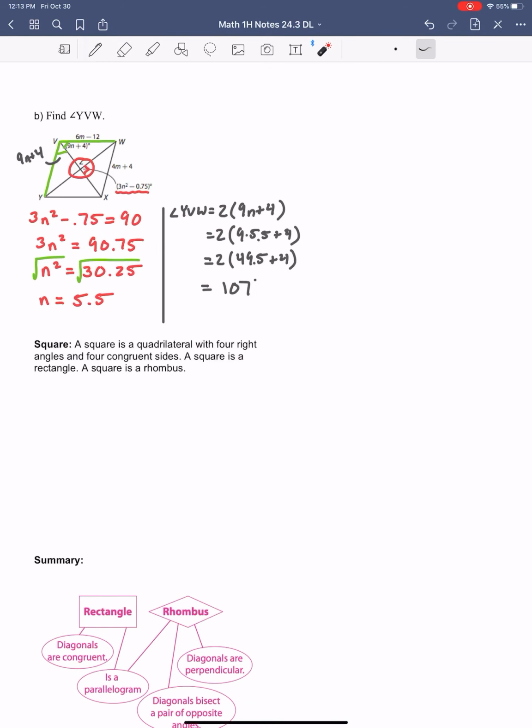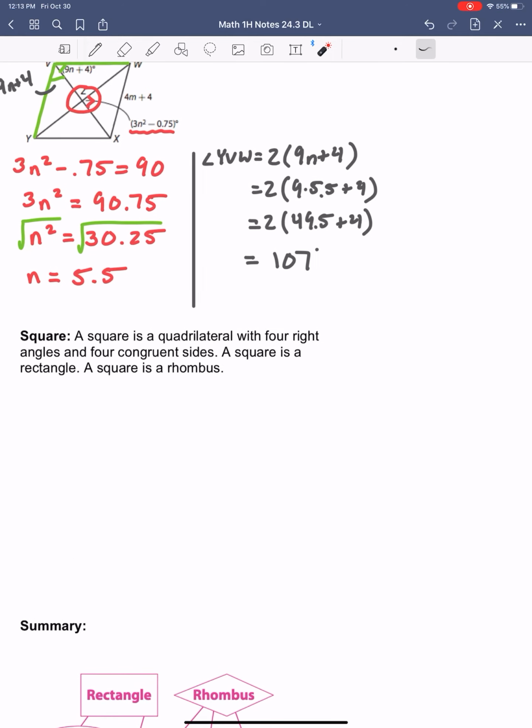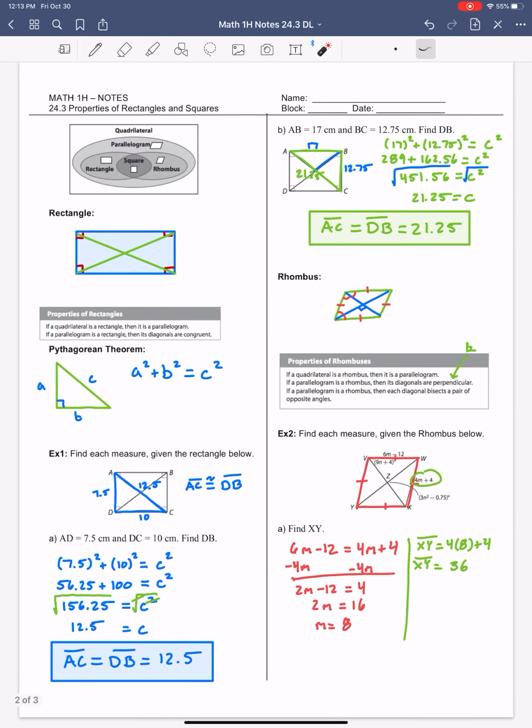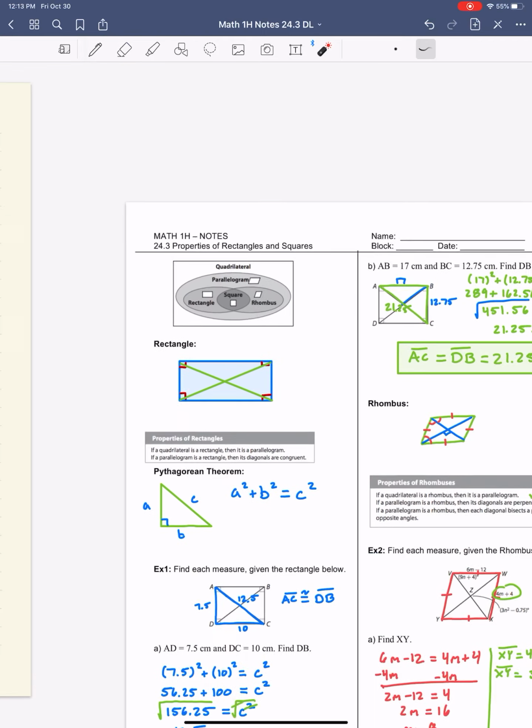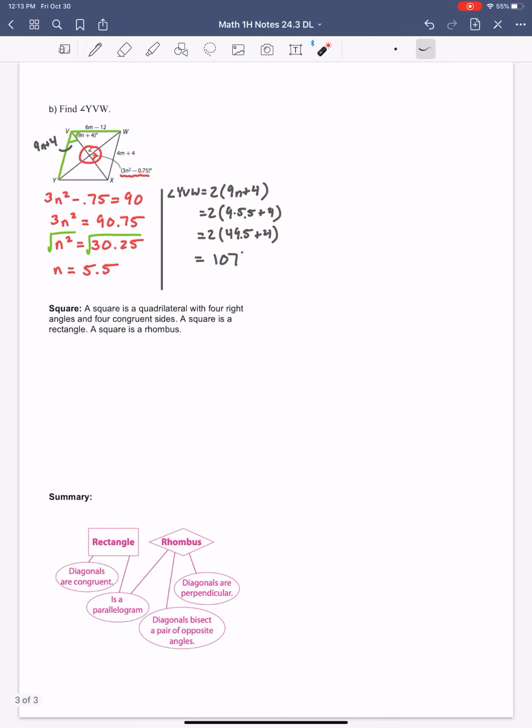All right, let's finish up with a square here. It says a square is a quadrilateral with 4 right angles and 4 congruent sides. A square is a rectangle. A square is a rhombus. So if I flip back to my original diagram here, we can see that a square is the most specific type of all of these, right? It has the most requirements to make it a square. Okay, it's a rectangle, it's a rhombus, it's a parallelogram, it's a quadrilateral. And so it holds all of those properties there.